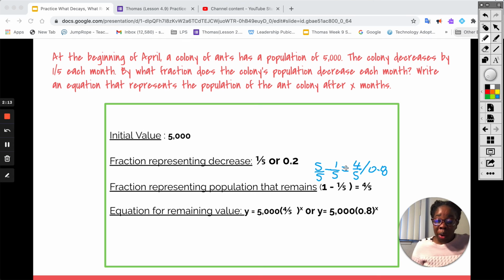So the equation that gives us the remaining population after X months would be y is equal to 5,000, our initial value, times the fraction of the ant population that remains raised to the x power. And this is 4/5 raised to the x power. Or we could write that as y is equal to 5,000 times 0.8 raised to the x.